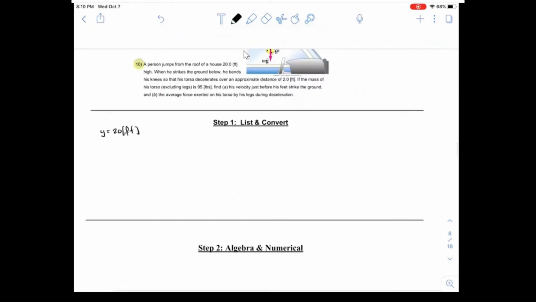This is the center of mass. So this guy's just jumping down, and the ground is going to be located right here. When the feet make contact with the ground, the center of mass is going to be here somewhere. He's going to bend his knees and decelerate over a distance of 2 feet.